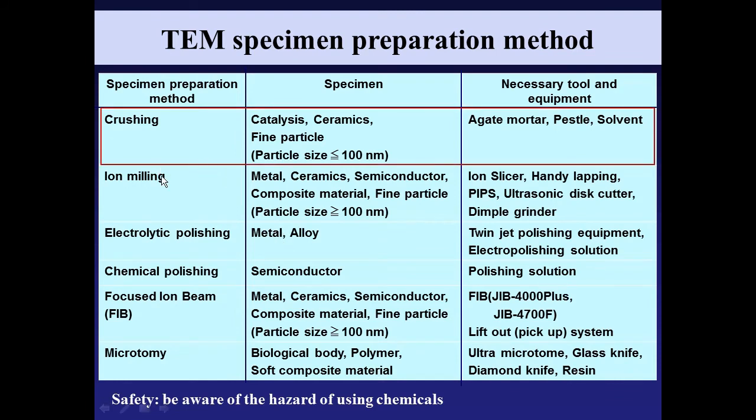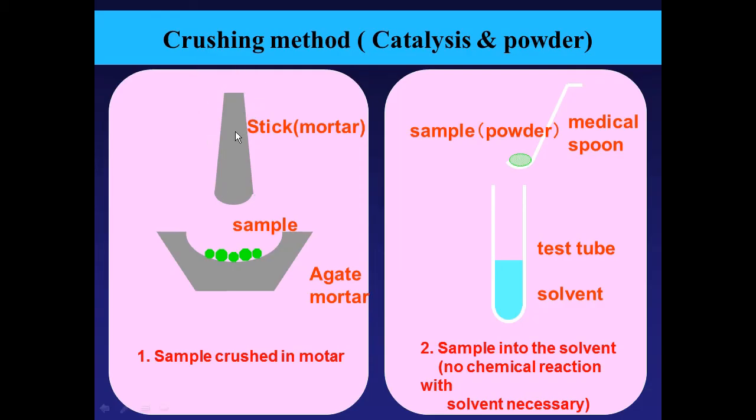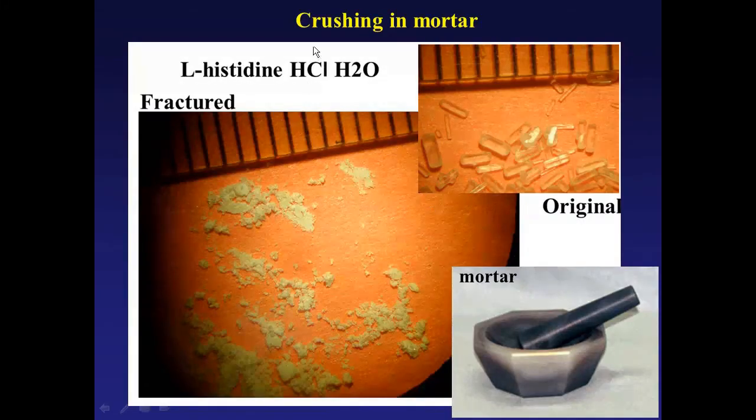Okay. Today, I'd like to introduce just an example of crushing and ion milling, like this. Crushing is very simple. The powder should be crushed in a mortar like this. This small powder is put in a solvent such as ethanol or this kind of alcohol, then distributed on the specimen grid. For example, L-histidine, whose diffraction analysis I already introduced. The single crystal of the sample is like this. It was crushed in a mortar like this.